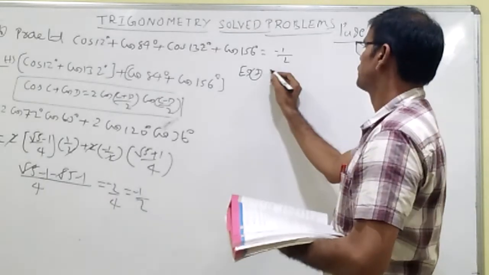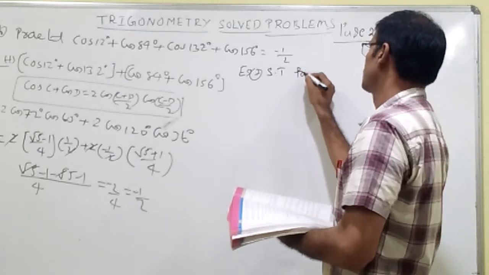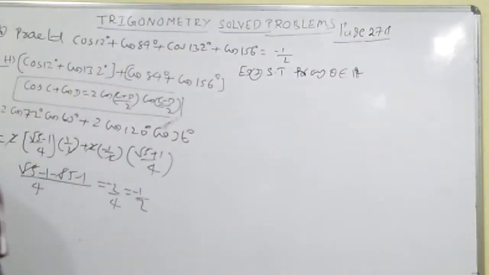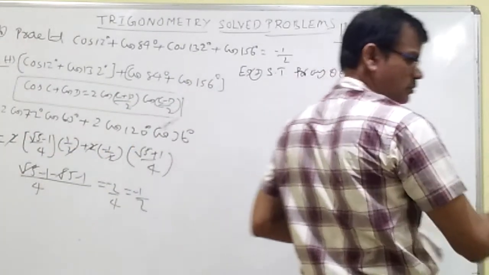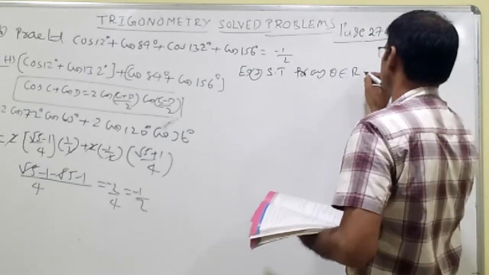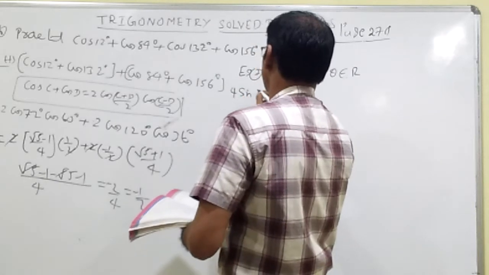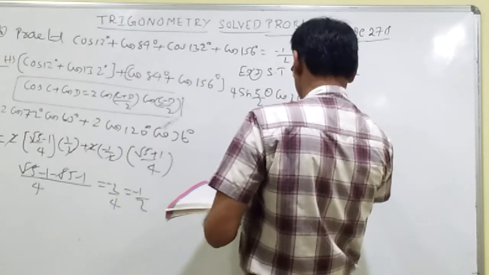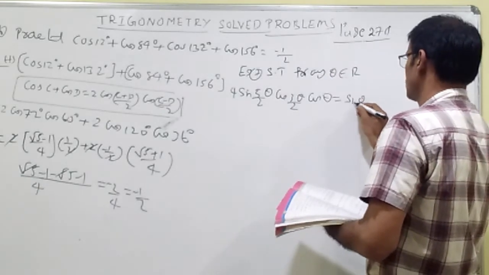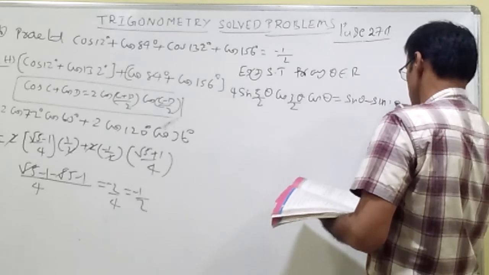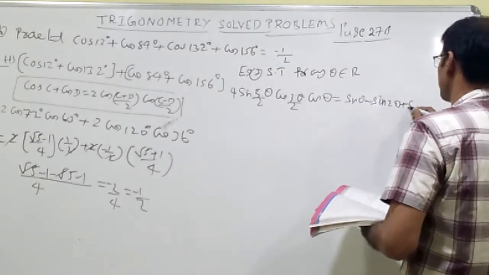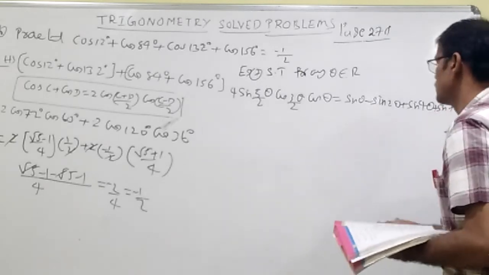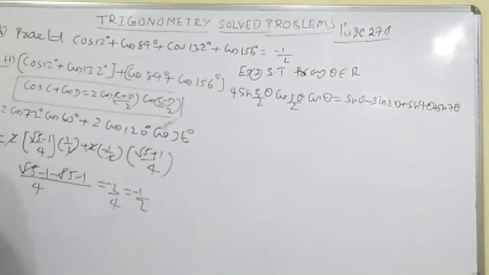Let us write example 7. Show that for any theta belonging to real numbers, 4 sin 5 theta by 2 into cos 3 theta by 2 into cos theta is equal to sin theta minus sin 2 theta plus sin 4 theta plus sin 7 theta.